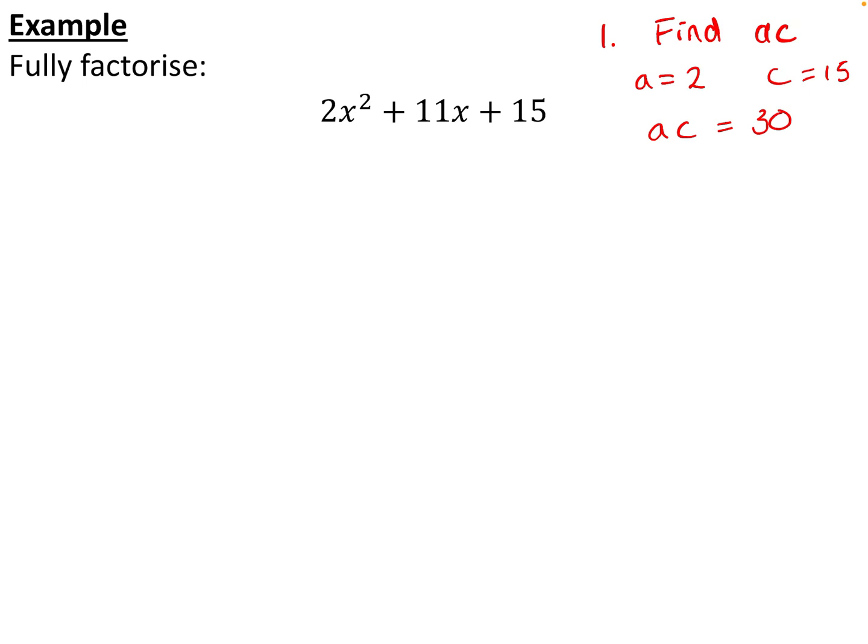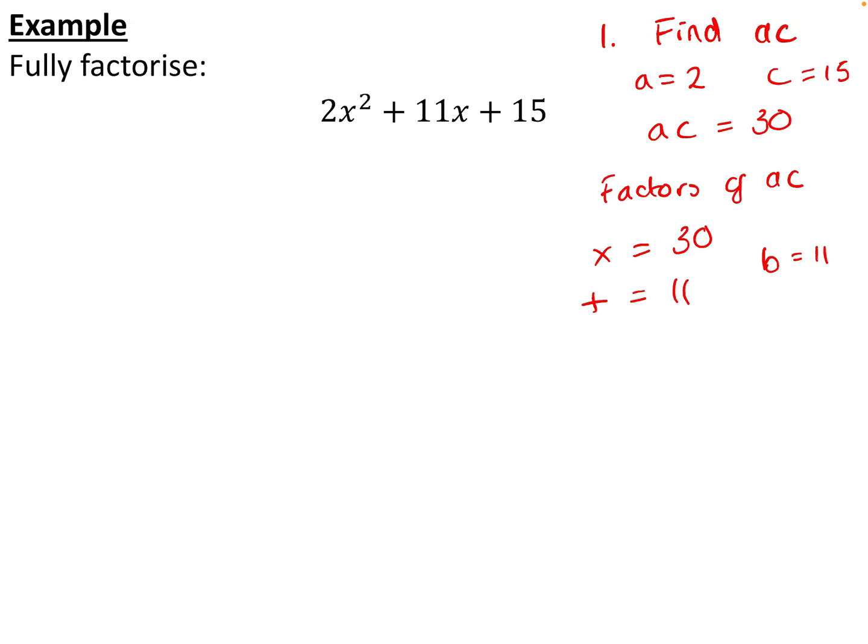Step 2 says find the factors of AC. So that means I want two numbers that multiply to equal 30. I want factors of AC that sum, that add up to B. Well, B is 11. Okay, it's the coefficient of x. So B is equal to 11. So I want two numbers that multiply to give me 30 and add to give me 11.